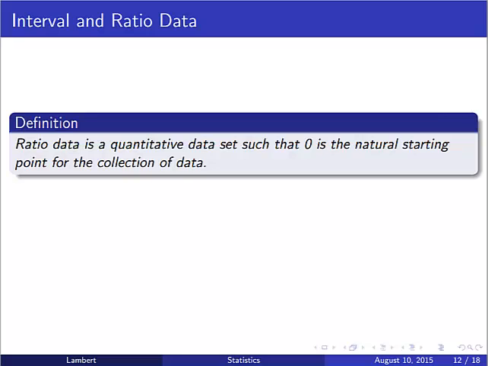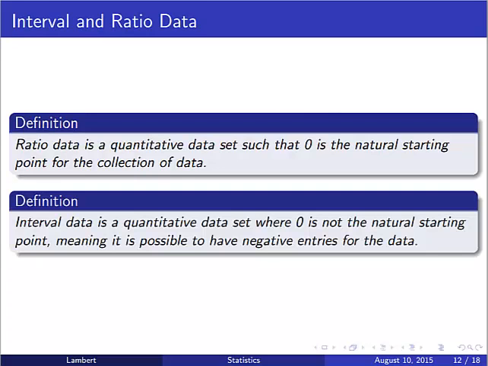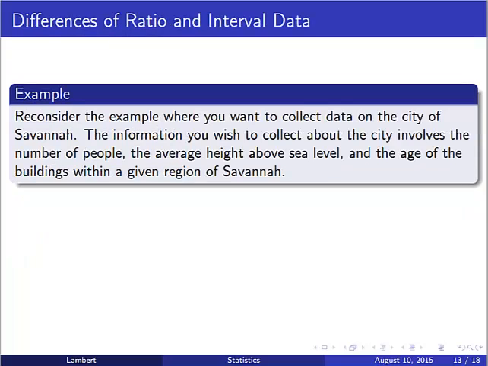Now the other types of data that go here are ratio data, and basically that has 0 as a natural starting point when we're dealing with our quantitative data sets. And then interval data can be any number. 0 is not necessarily a natural starting point. So looking back at our example on Savannah, the three things were the number of people in the city, the average height above sea level, and the age of the buildings.